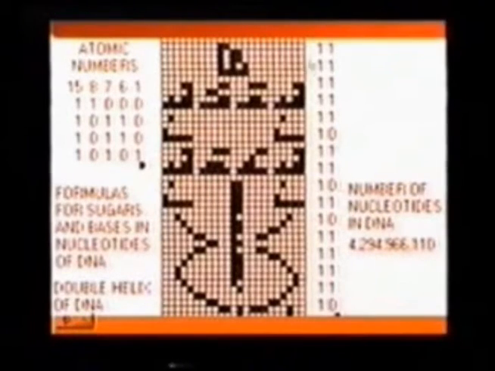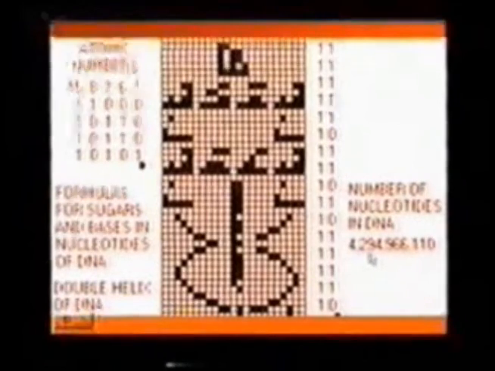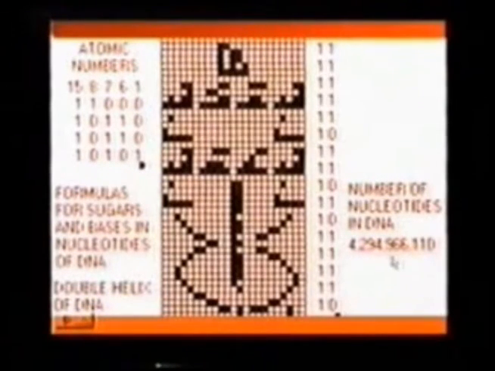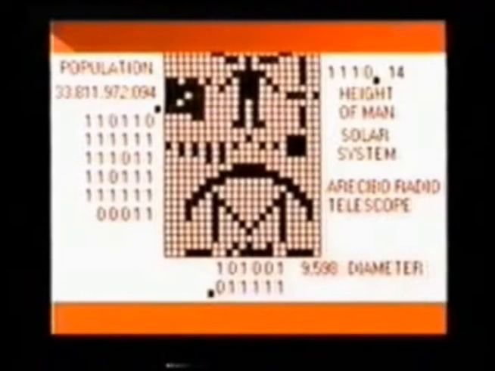And this long series of dots and spaces represents the number of nucleotides in DNA, which is 4,294,966,110. Finally, these curved lines represent the double helix of DNA. So, the simple dots and spaces of this portion of the message describes the entire composition of man.